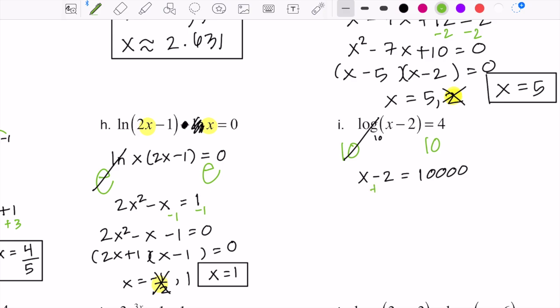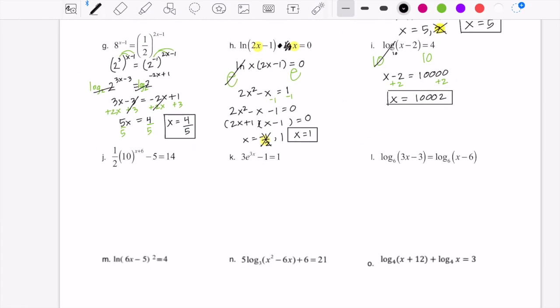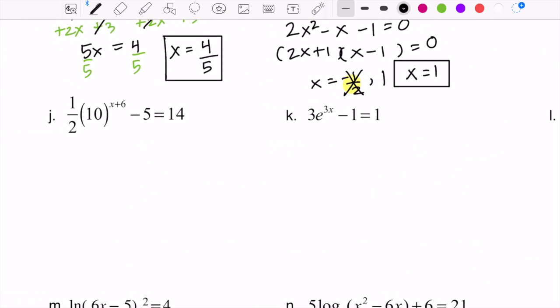And then I'm going to add 2 to both sides, and I get x equals 10,002. And then I will check my answer, but clearly that argument is still going to be positive, so I don't have to worry about it. Okay, moving on to J. Always isolate your exponential before you do anything else, or your logarithm.